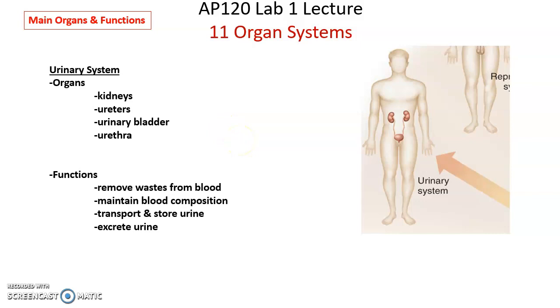The wastes are then formed into a fluid we call urine. Urine is then transported via the ureters to the urinary bladder, where it is stored until expelled, excreted out the urethra.